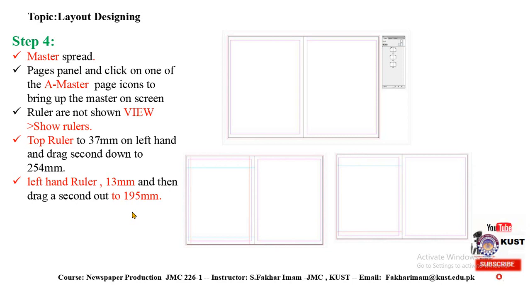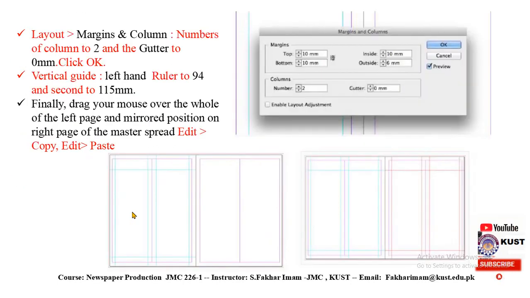Let's mark out the center point of document. The center point will actually be slightly off center, as the outside margin is narrower than inside margin, but this is absolutely fine. All your content will appear centered once printed and bound. So now go to layout, select margins and columns and set the number of columns to 2 and then gutter to 0 mm. Click on OK.